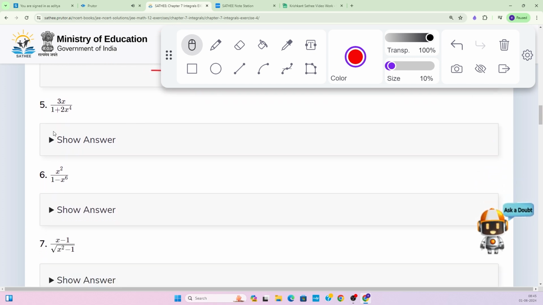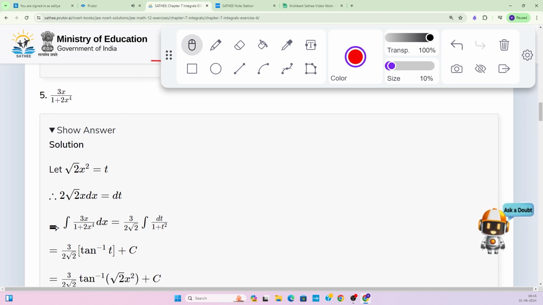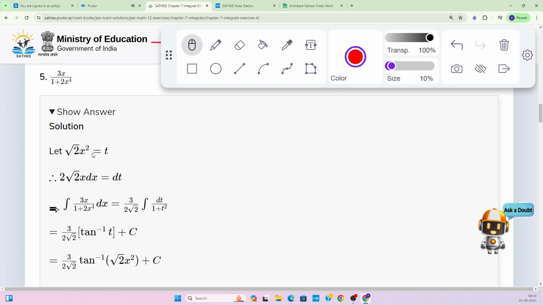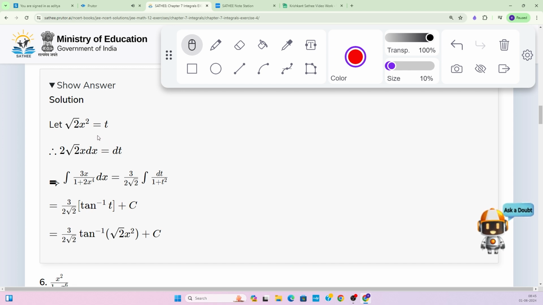Fifth problem. The fifth problem says 3x divided by 1 plus 2x power 4. Now root 2 x square is equal to what? You will put it equal to t, then differentiate it. What will you get? You can directly get 2 root 2 x dx is equal to dt. Simple. This means this integration can be simplified, as 3 can be taken out of the integration.